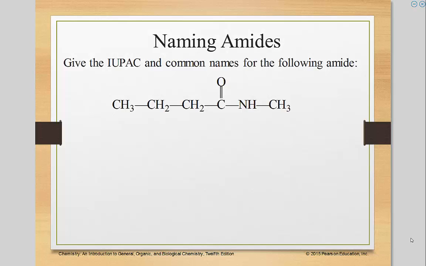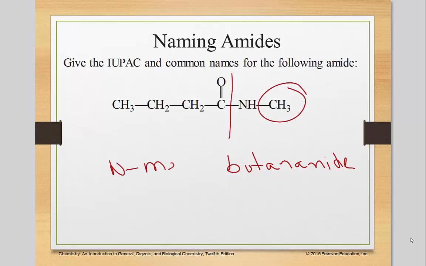So let's take a look at this. Let's look at what the carboxylic acid is. We have 1, 2, 3, 4. So instead of butanoic, butanamide. Now let's look at that nitrogen. It has a methyl group on it. So N-methylbutanamide.